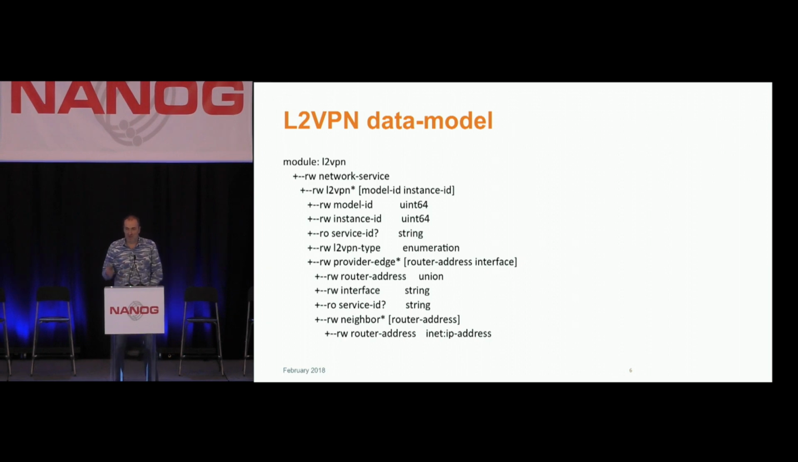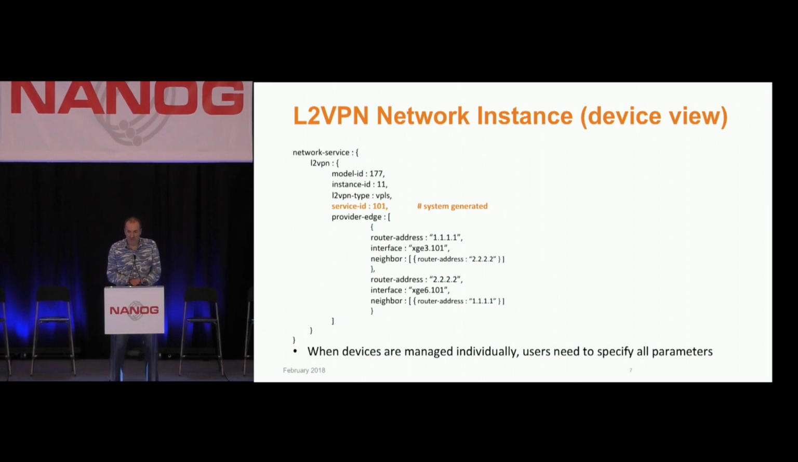This is a fairly simplified data model out of the whole functionality that you can get, but this is sort of the minimum information with which you can start creating L2VPN services. If you were to develop and deploy it at a device level, you would have to put most of this information in. Some of it can be system generated, but usually, this is how you do it today: you enter the information in, and you have to specify it.